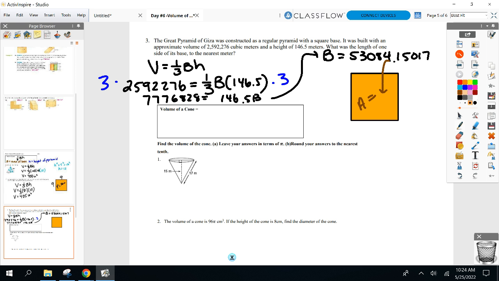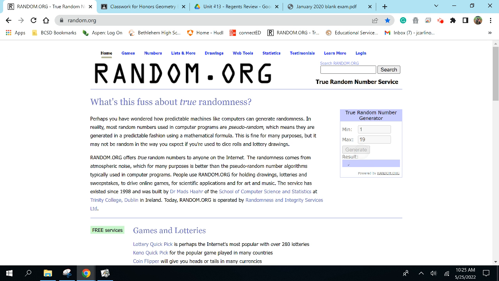So your suggestion on how I can find one side, think about it. I don't want to divide by 4, that's perimeter. The area is 53,084. What do I do to find a side then? And remember, the sides are all the same. So x, x, and I do x times x to get the area. Thoughts?